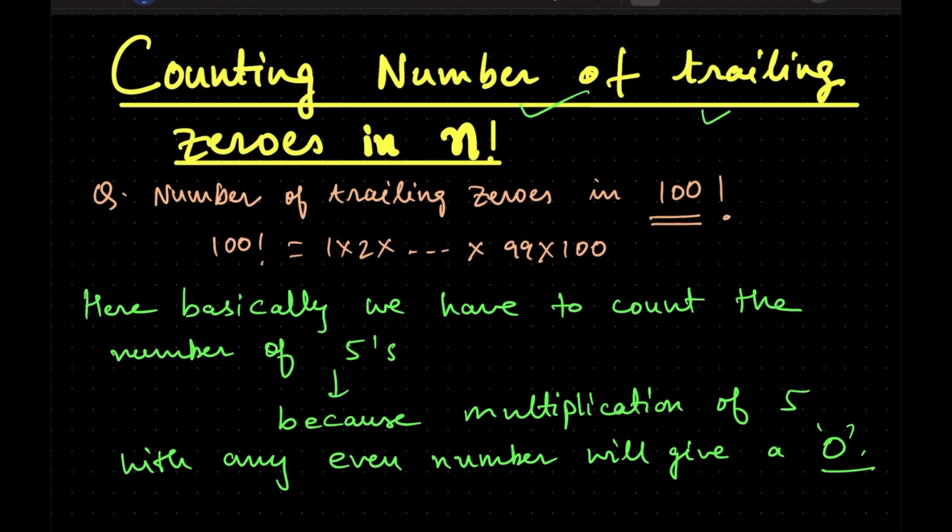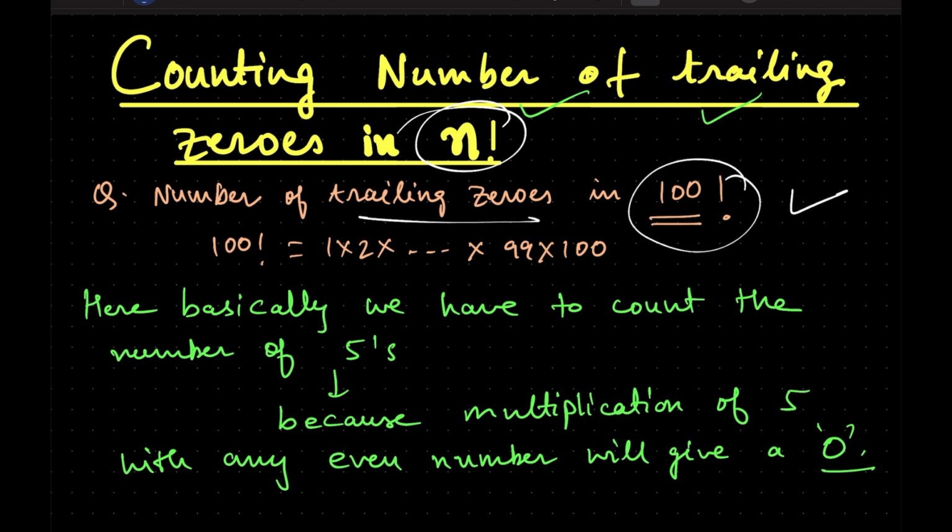So let's see how to find the number of trailing zeros at the end of n factorial. So questions are like, what is the number of trailing zeros in 100 factorial, 30 factorial, 50 factorial? In those questions you can't just multiply and see the number of trailing zeros.